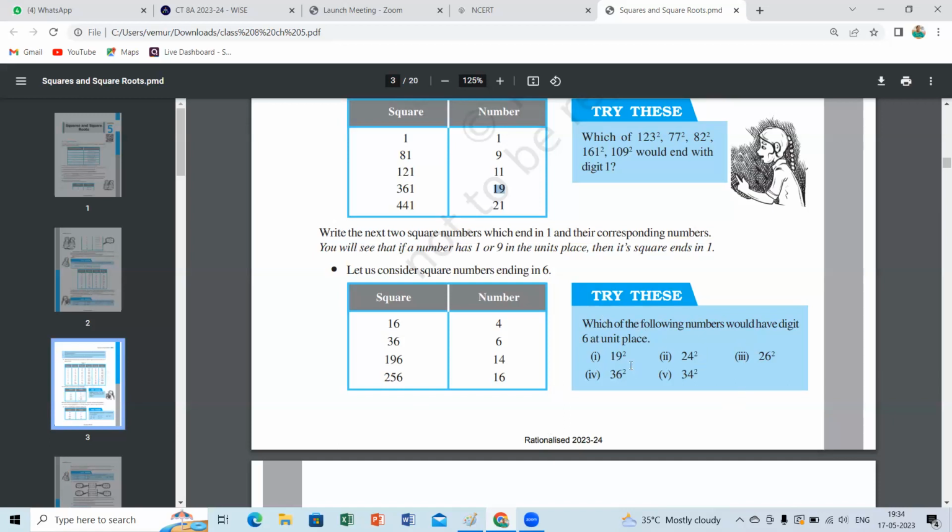Coming to the question number 24, try this. Which of the following numbers would have units place as 6? Everything except for 19.